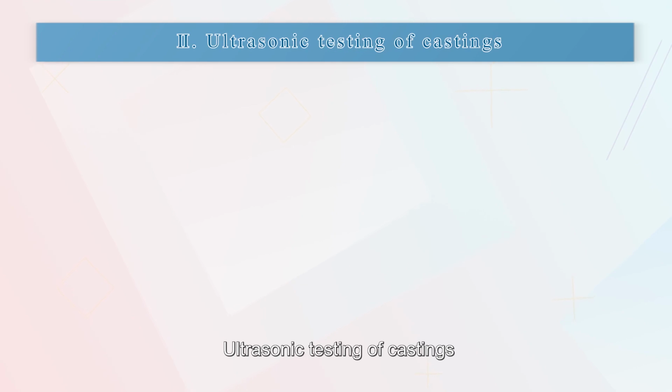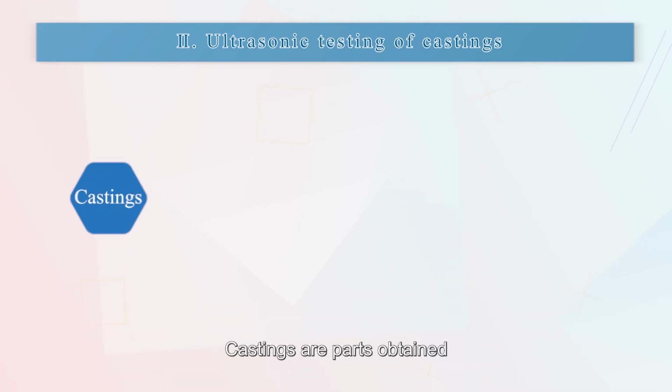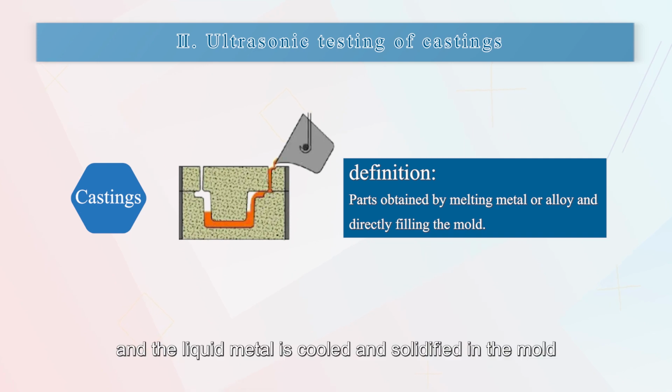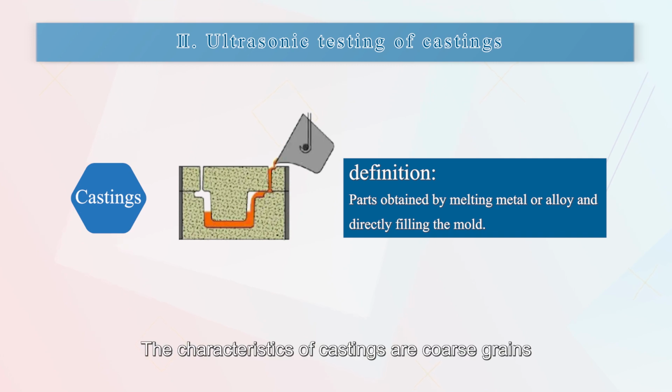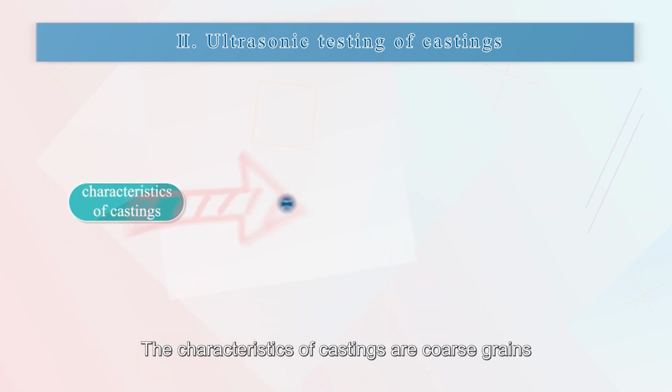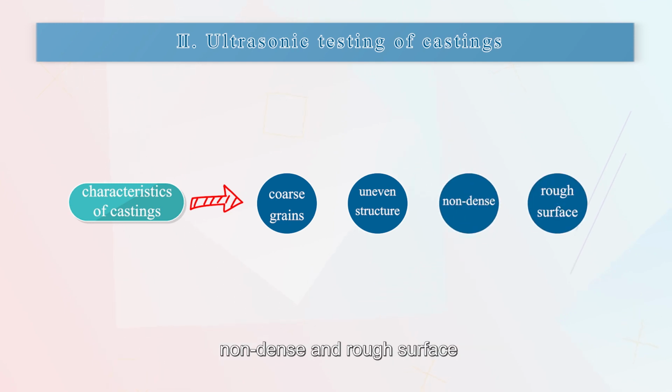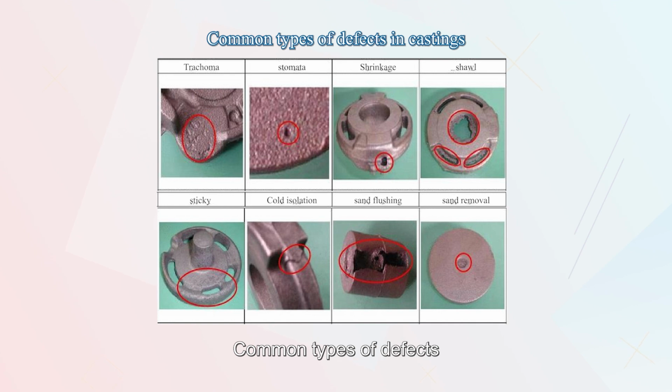2. Ultrasonic testing of castings. Castings are parts obtained by melting metals or alloys directly into the mold, and the liquid metal is cooled and solidified in the mold. The characteristics of casting are coarse grains, uneven structure, non-dense, and rough surface. Common types of defects in castings include shrinkage cavities, porosity, pores, sand inclusions, segregation, cracks, etc.